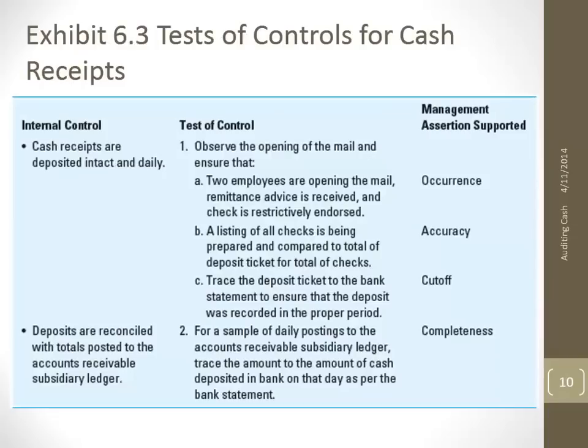If you look in your text, Exhibit 6.3 talks about tests of controls for cash receipts. You want to make sure that cash receipts are deposited intact daily. So an auditor might test that control by observing the process. If the company's policy is that the mail with checks is opened at the beginning of the day, an auditor wants to observe that that's being done, and observe that two employees are involved, and they would surprise them, right? You don't want to announce to the client, oh, I'm going to observe your process today. You want to just show up, right?